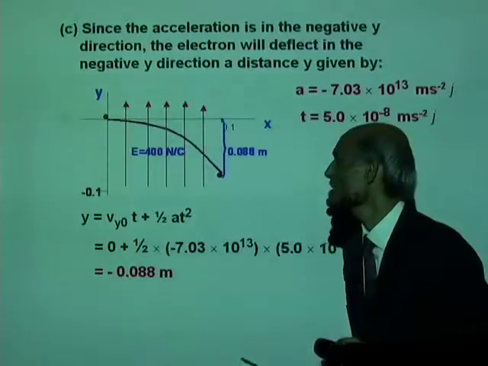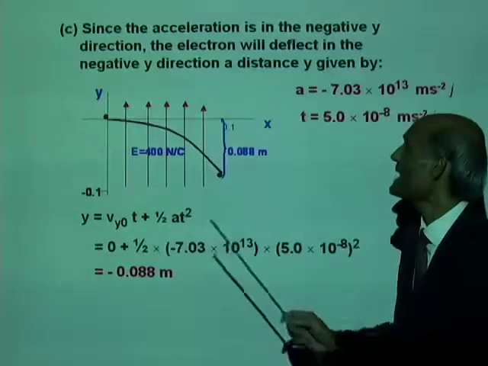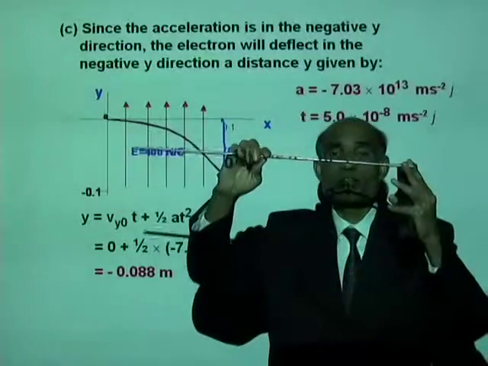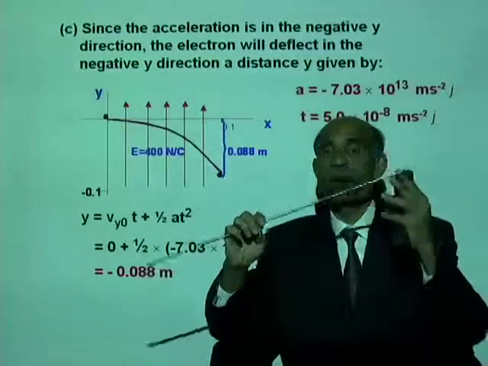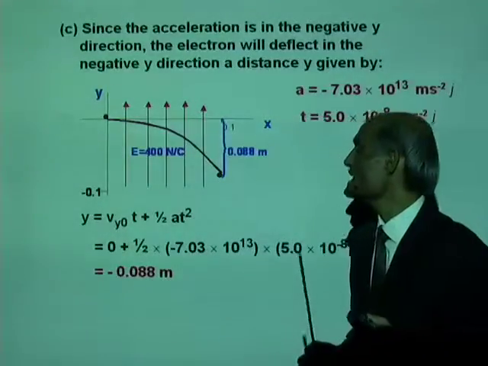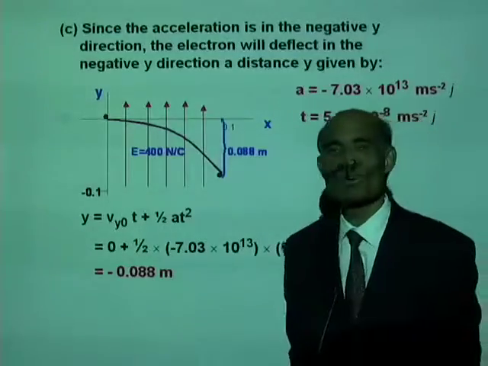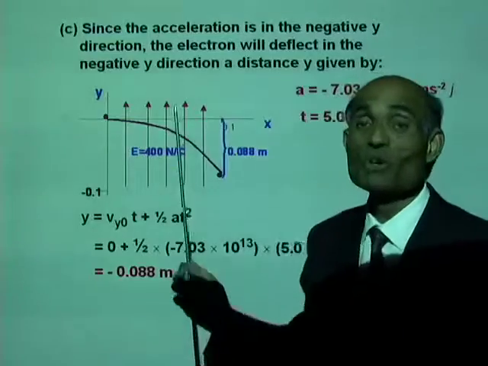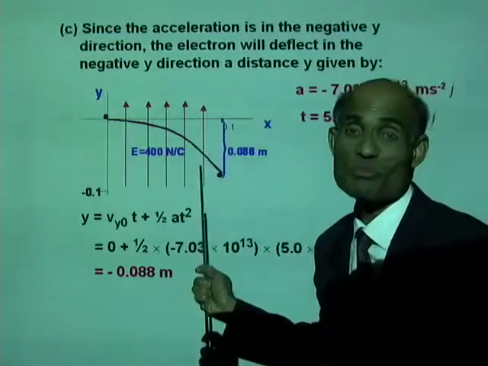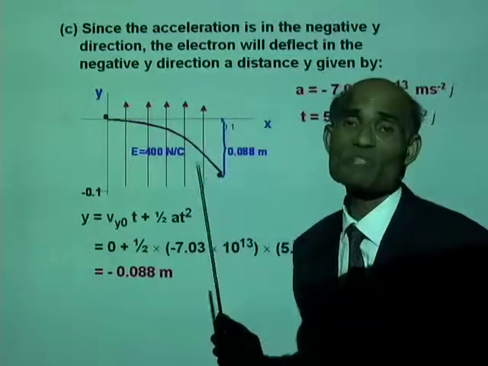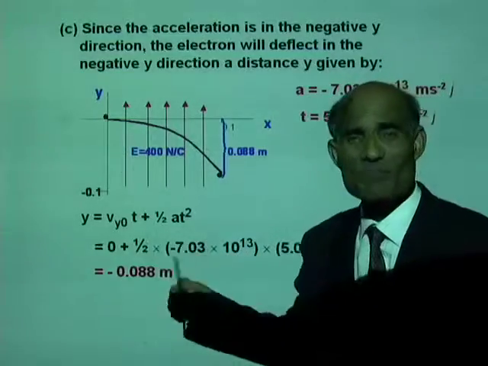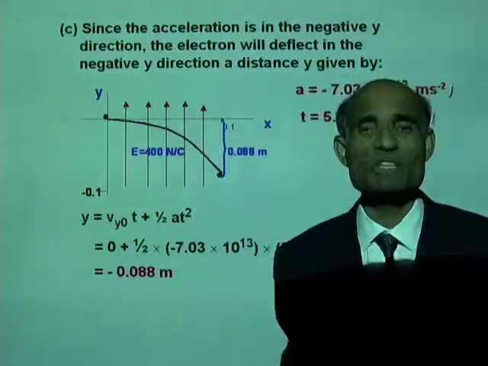That is negative 0.088 meter. The electron will be deflected from its original path by a distance of negative 0.088 meter. Now, let me tell you, this is the most beautiful problem you will see in this part of the course. So try this one more time and try and understand how to do these kind of problems.